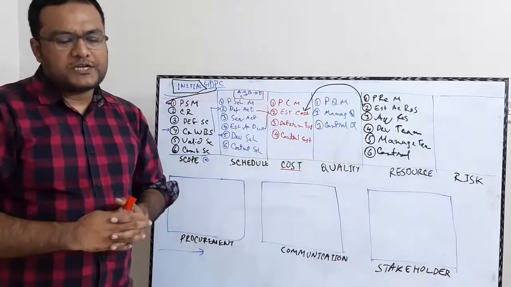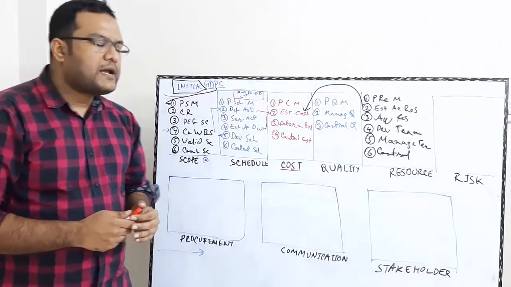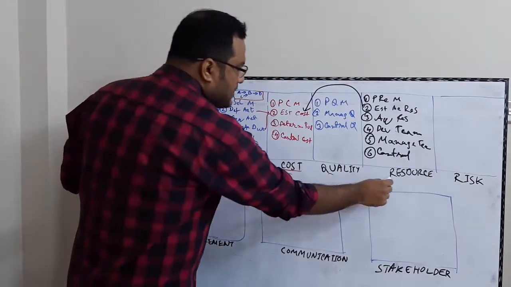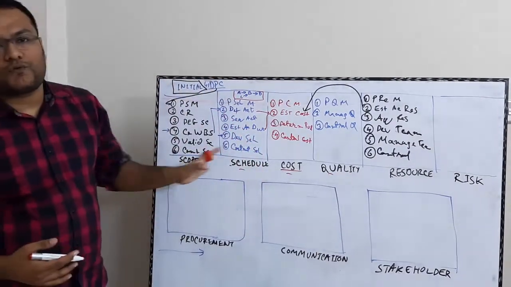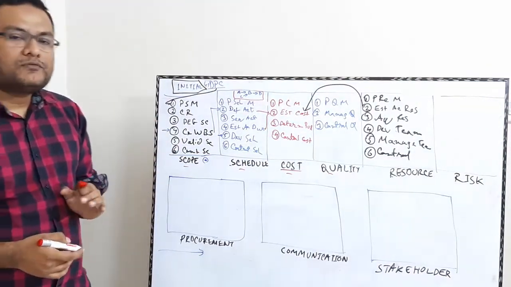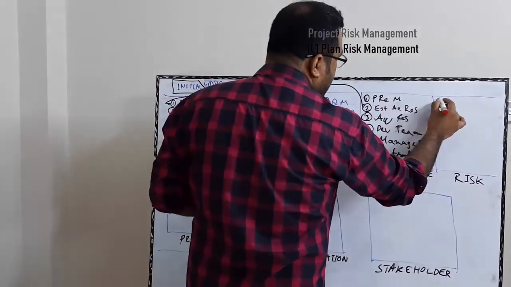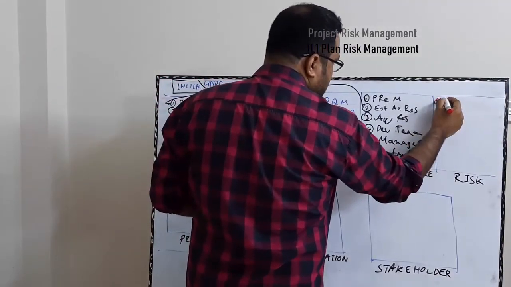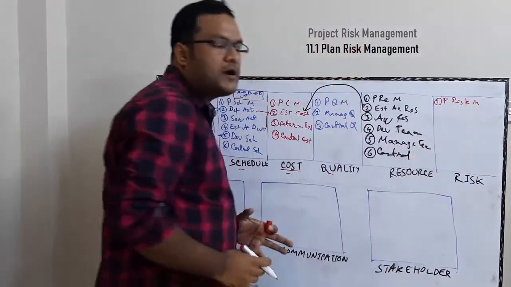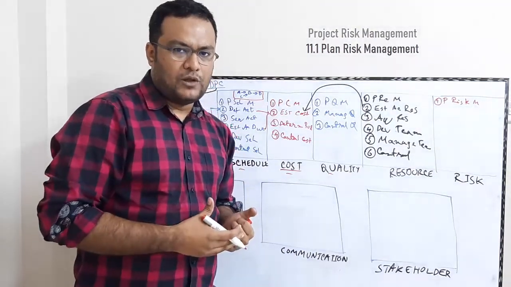The sixth constraint is left, that is risk. You might have risk associated with your scope, your schedule, your cost, your quality, your resource. You can have risk associated with any of these, right? So for that you need to follow a few processes. Number one, like any other knowledge area, plan risk management. Here you define how you will be conducting the risk management activities and all.